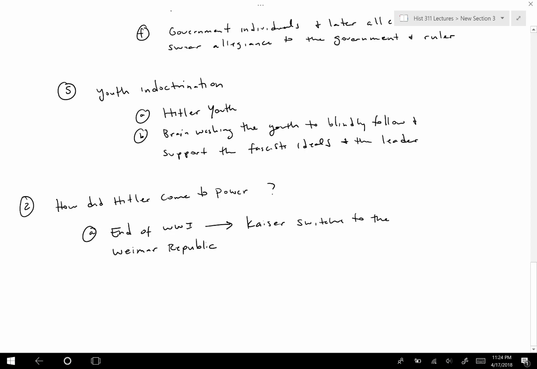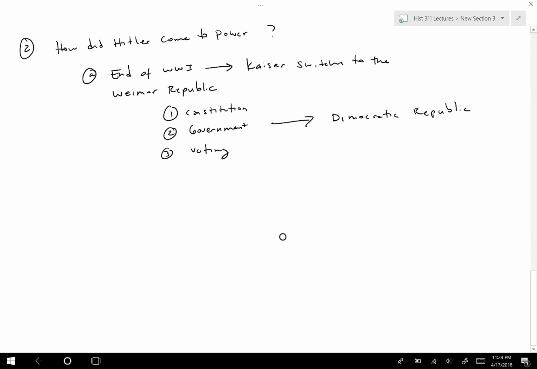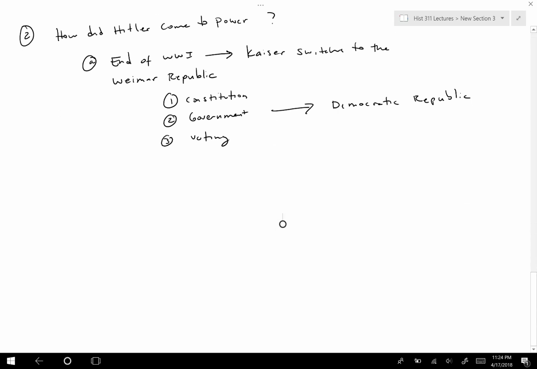And with this, the German Republic, you had the Constitution, you had the government, right, and voting. It was the Democratic Republic. The problem was, of course, that there are several things for why it's, let's say, a weakened state that makes it open for Hitler to take over.